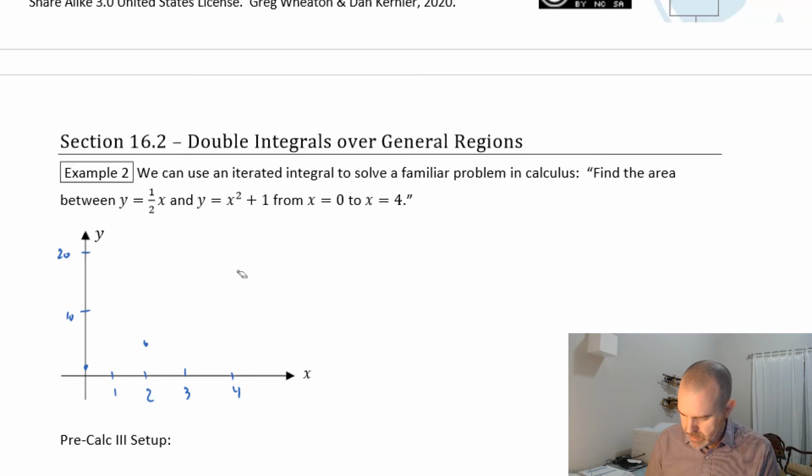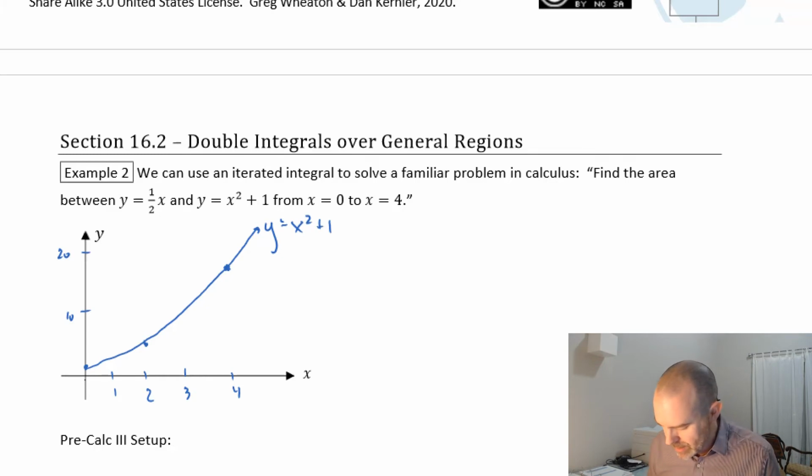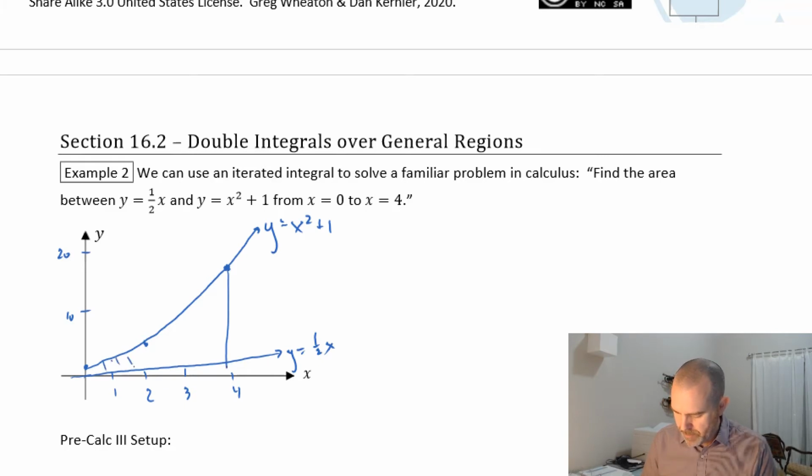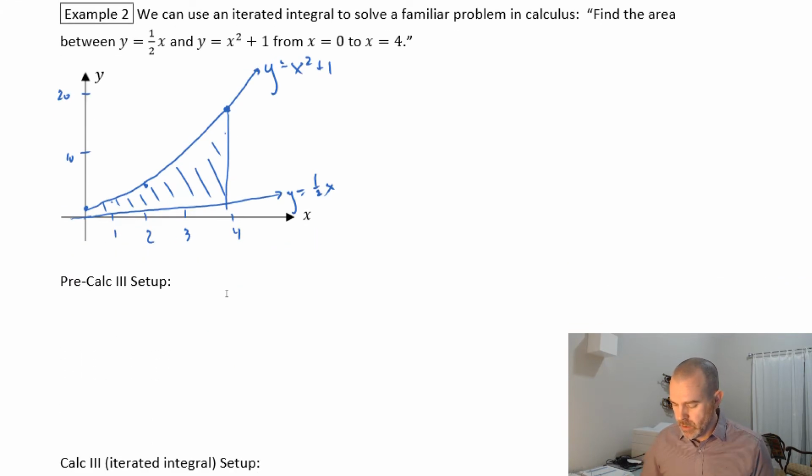I missed. Well, it's easy enough to erase. We'll try again. So we'll pretend this is 17 here. This is my y equals x squared plus 1. And y equals 1/2 x actually grows very slowly. Starts off going through the origin. Something like that. Y equals 1/2 x. And we want to find the area between them from 0 to 4.